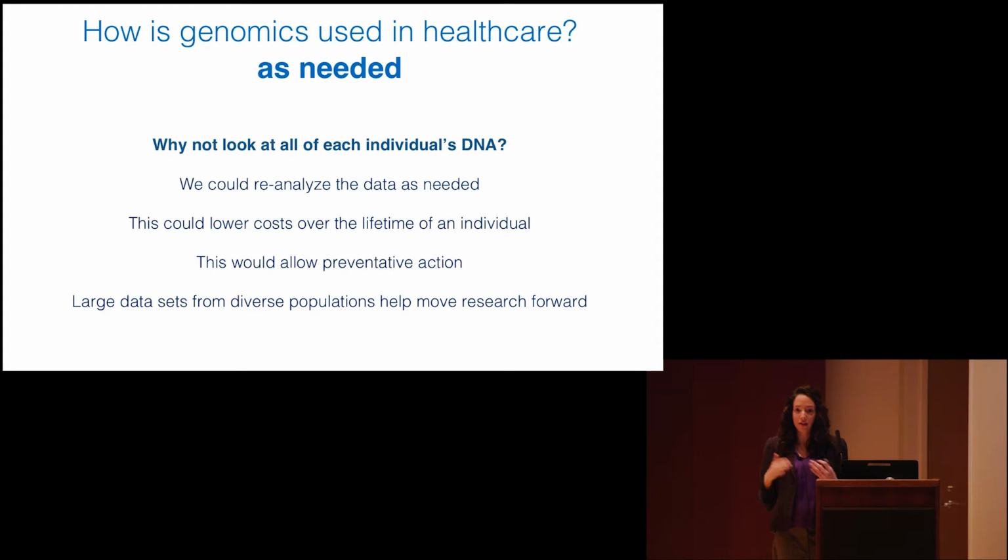In a couple years, that cost curve will probably cross where it would make more sense to just sequence everyone up front. It allows preventative action, like some of the examples that we discussed, like writing prescriptions, or in the BRCA mutation cases where you might want to have more frequent screening. And finally, one of the things that we focus on is using large data sets from diverse populations to be able to move research forward.